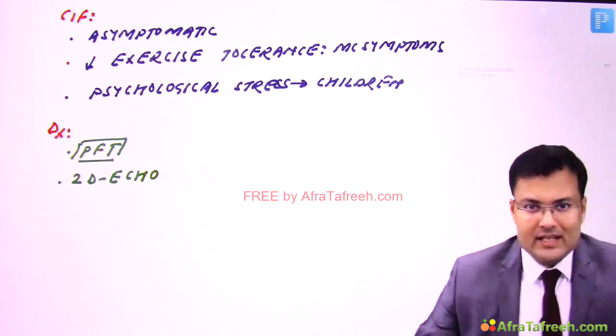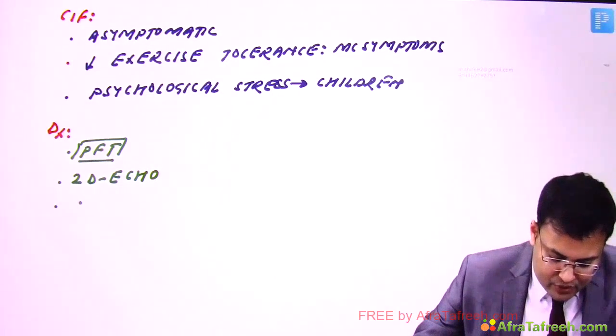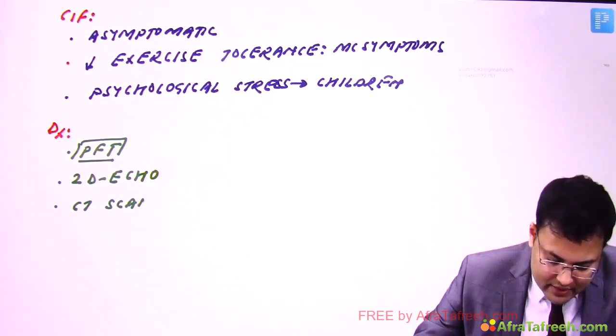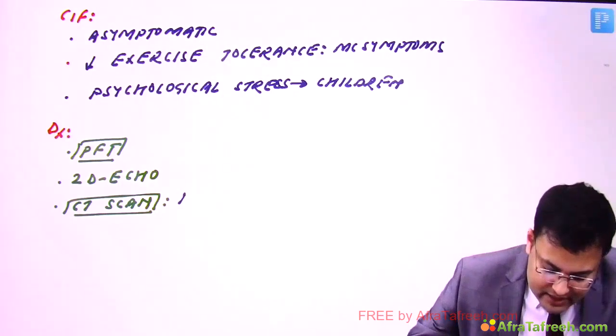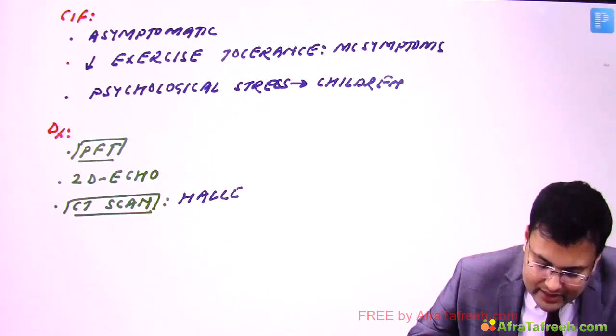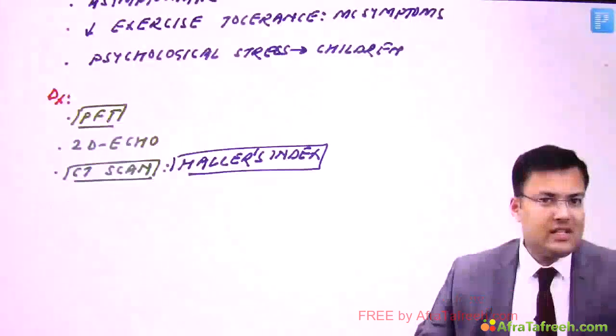Why do we perform a CT scan? Because we have to calculate the Haller's index. So we do a CT scan to calculate the Haller's index, and this is a question which is asked in pediatrics also, and it is asked in surgery also. Haller's index. So what is this Haller's index?